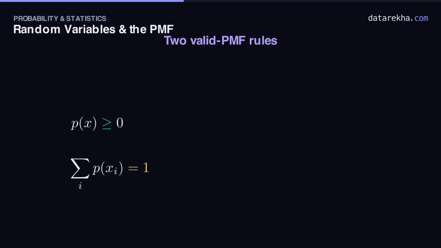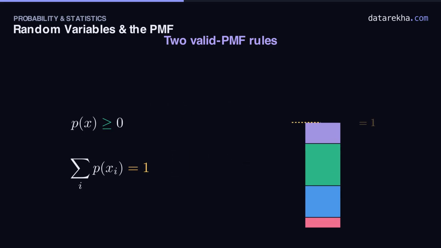Picture that second rule as bars. Stack every probability on top of the last, and the tower must reach a height of exactly 1. No taller, no shorter. Keep that image. We'll return to it again and again.